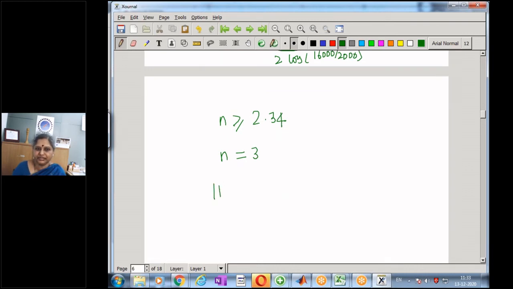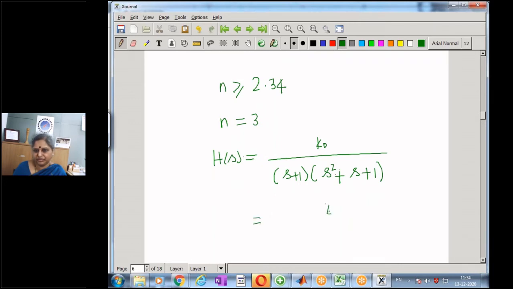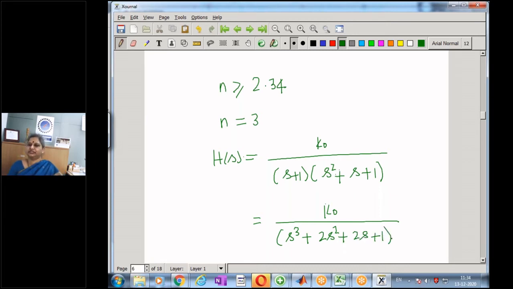We have seen how to get the transfer function, and we already know the transfer function of the third order filter is given by 1 over (s plus 1) into (s square plus s plus 1). Or the other form, as a single third order polynomial, is k naught by s cube plus 2s square plus 2s plus 1. So this is how we get the transfer function of the filter. This is an example.